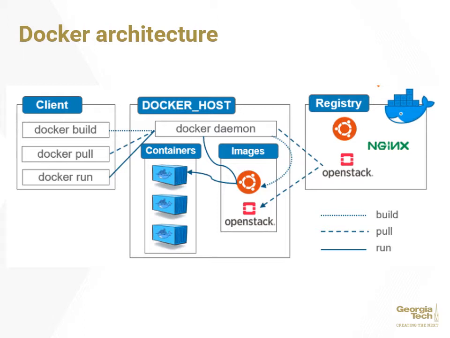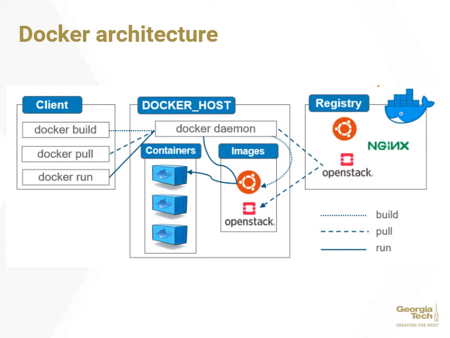Docker uses a client-server architecture. The Docker client talks to the Docker daemon, which does the heavy lifting of building, running, and distributing your Docker containers. The Docker client and daemon can run on the same system, or you can connect a Docker client to a remote Docker daemon. The Docker client and daemon communicate using REST API over Unix sockets or a network interface.